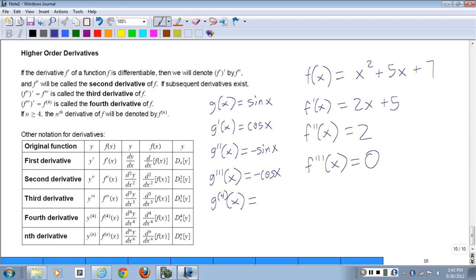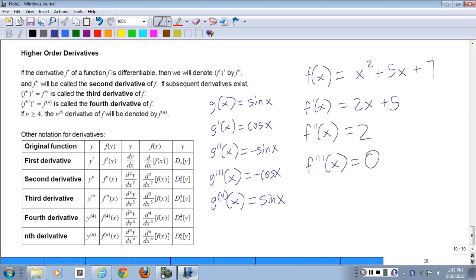What's the derivative of negative cosine x? Sine x. There's your period. So, in some cases where sines and cosines are involved, we can take enough derivatives and actually get back where we started. So we're never going to zero this one out, obviously. Every fourth derivative is going to be back to sine x.